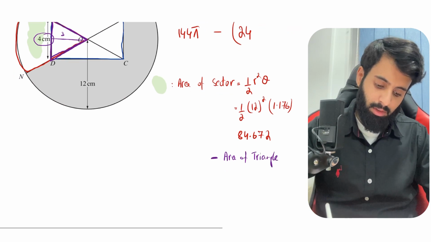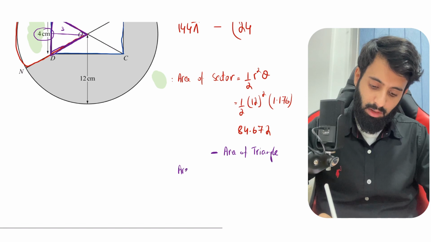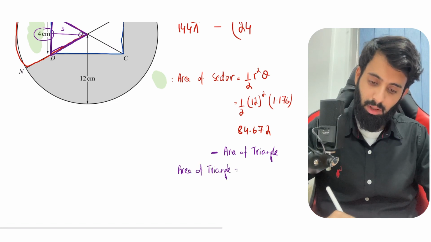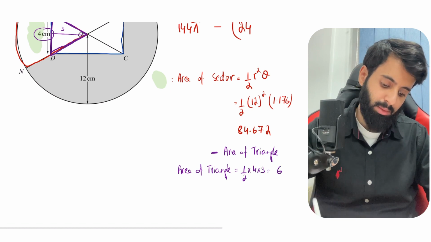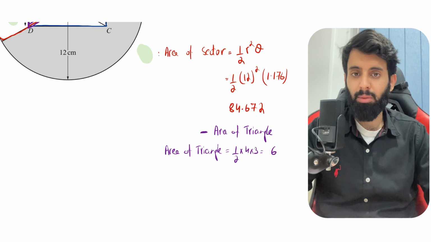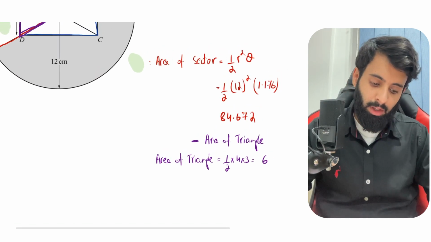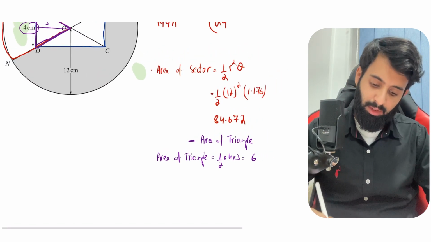As far as area of triangle goes, area of triangle would be equal to half times 4 times 3. So 4 times 3 is 12, 12 divided by 2 is 6. Okay, so now it's just a matter of putting it all together.